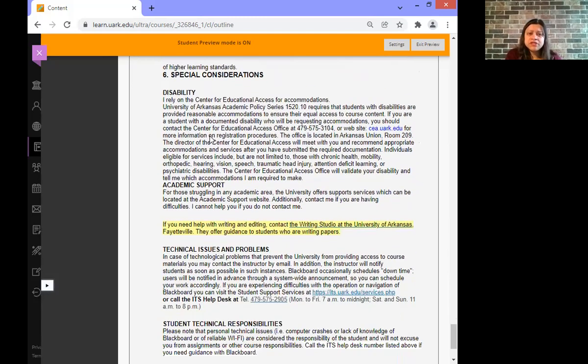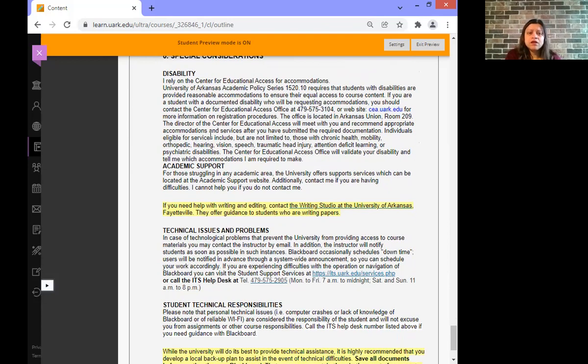As for special considerations, if you're on campus and you need any kind of special accommodations or services, all the links are here. There's academic support for people who might be struggling. There's writing and editing services, help for that. There's the writing studio. So links are provided. You can easily check out those links, okay? There's also the Center for Educational Access.